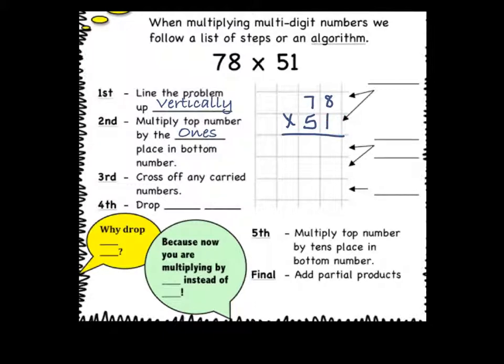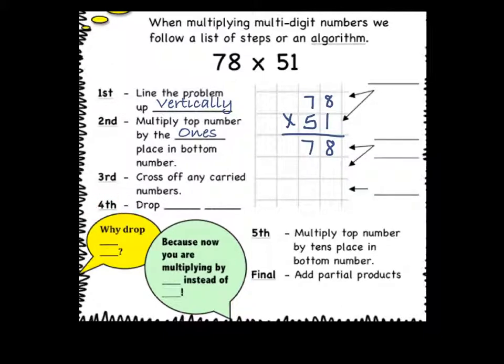So I have a 1 here. I'm going to multiply 1 times 8, and that's going to give me 8. Then I'm going to multiply 1 times 7, and that will give me 7. And now I can move on to the next step. The third step tells us to cross off any carried numbers. Because I didn't have to carry any numbers up here, I don't have to cross anything off.